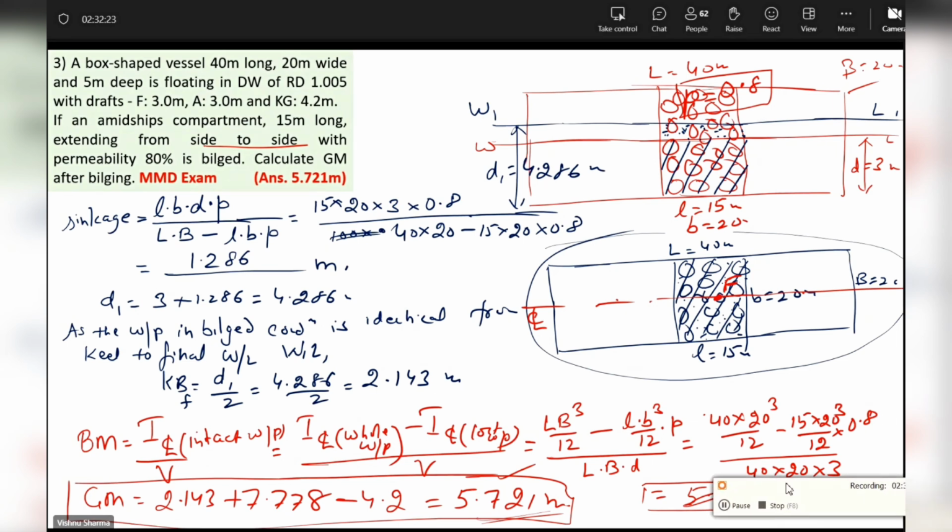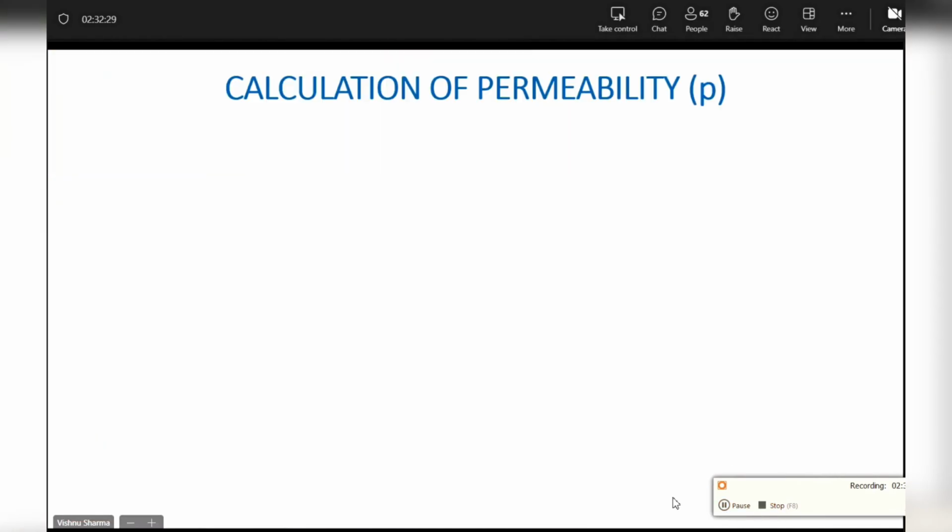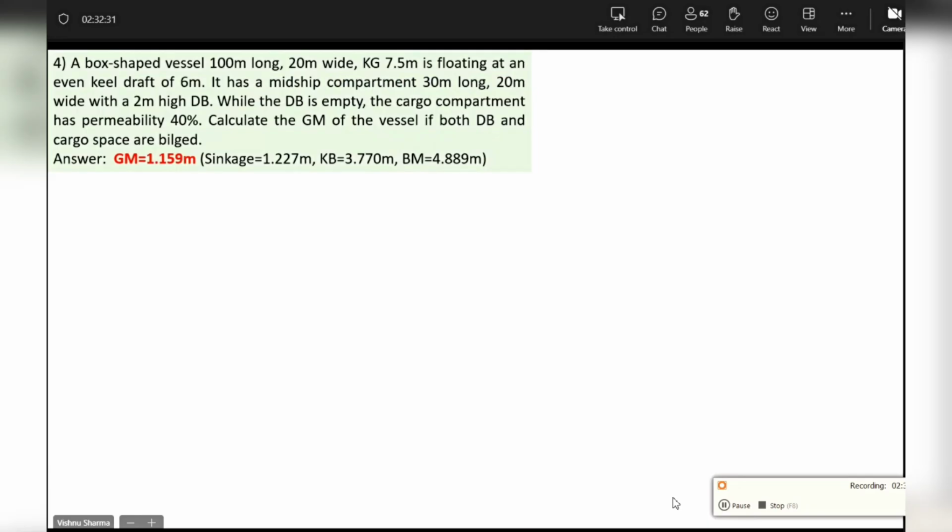Guys, I'll stop here for the day. What you need to do is you need to do this question. I have given the intermediate answers, I have given the sinkage, I have given KB, I have given BM. And those of you who can get this question correctly, that means they have understood what has been done today.